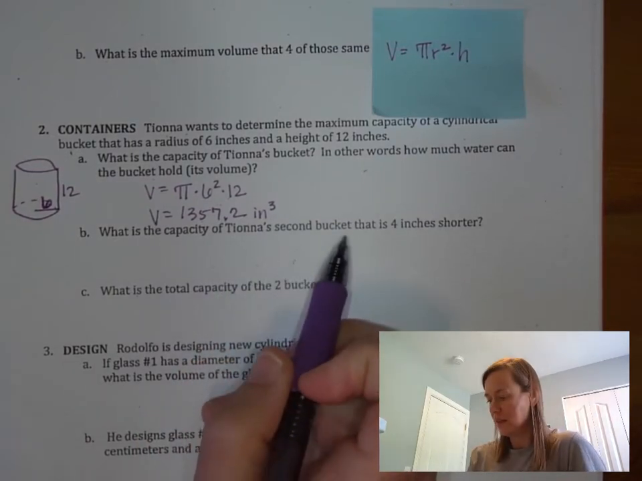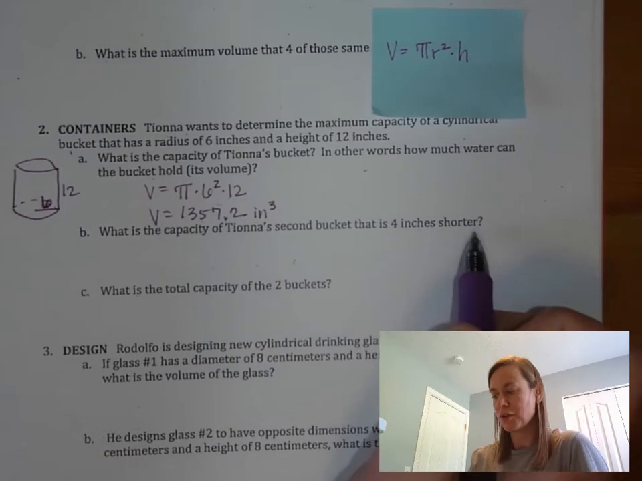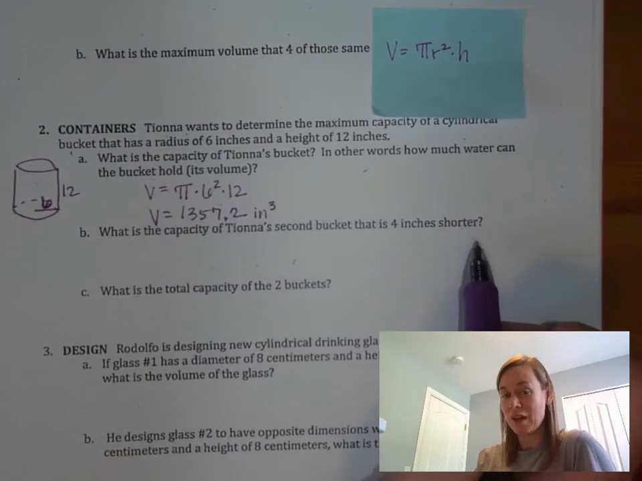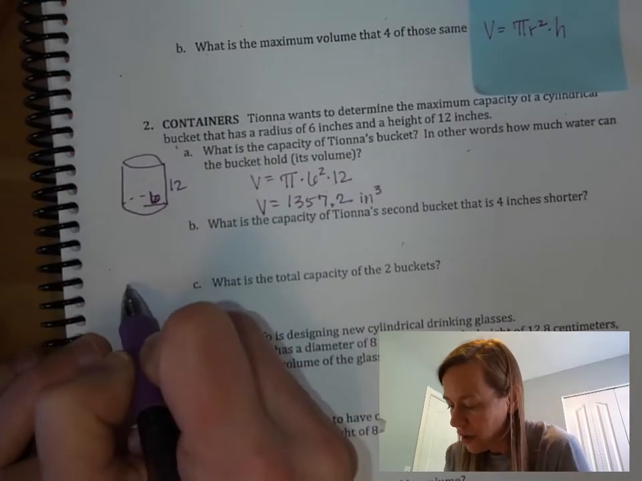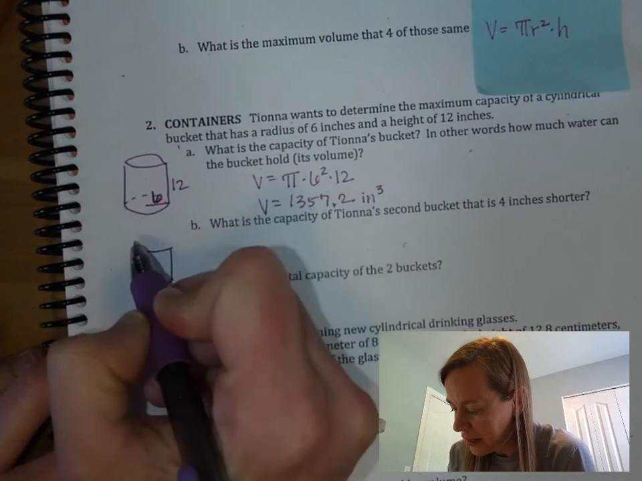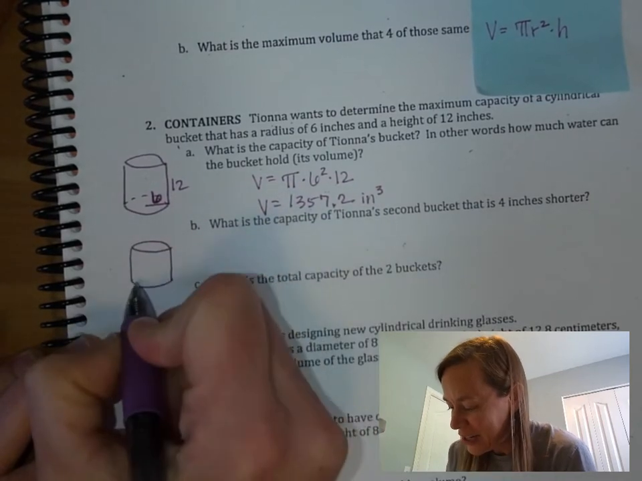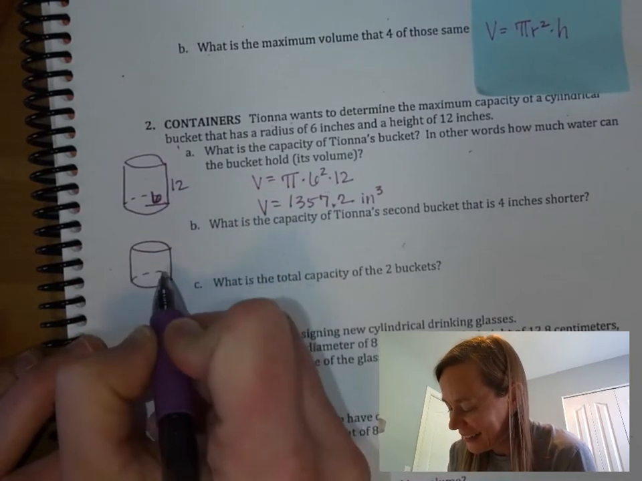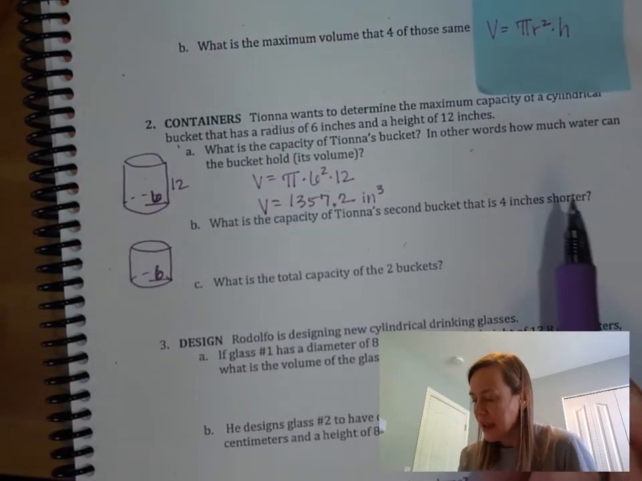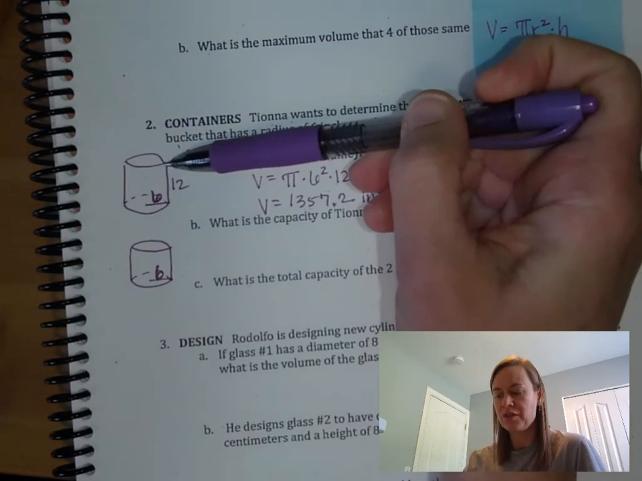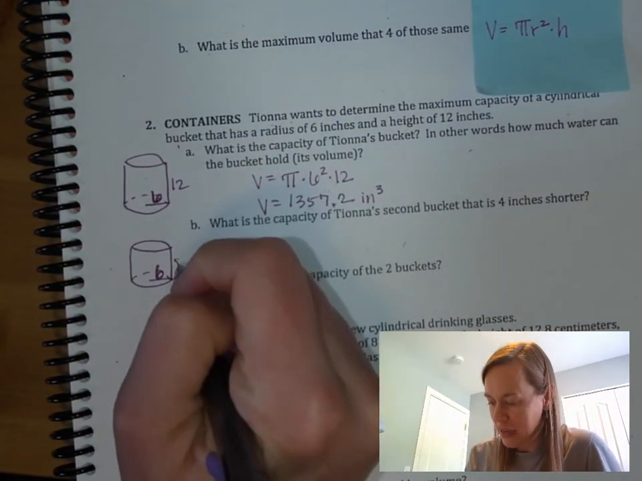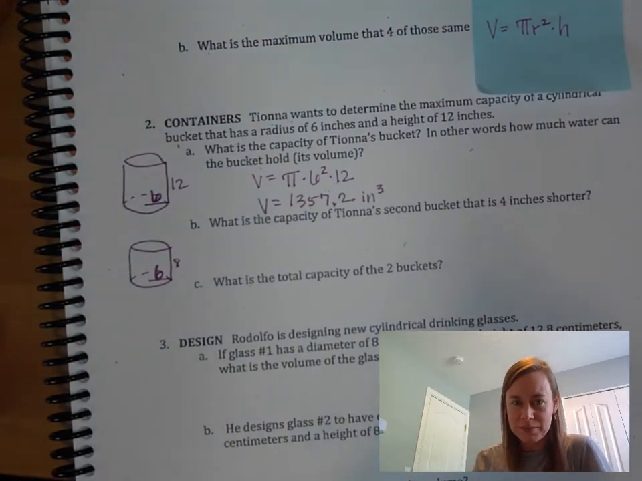Okay, cool. It looks like that second bucket is 4 inches shorter. They don't tell us about the radius, so we're just going to assume it is the same radius. It's still 6 inches. So we can draw it like this. I'll try to make it look a little shorter, but I don't know. Don't judge me by my art, please. So our radius, like we said, is still 6. And the height, 4 inches shorter. So this one was 12. 12 minus 4 is going to be 8. So the height of this one must be 8.